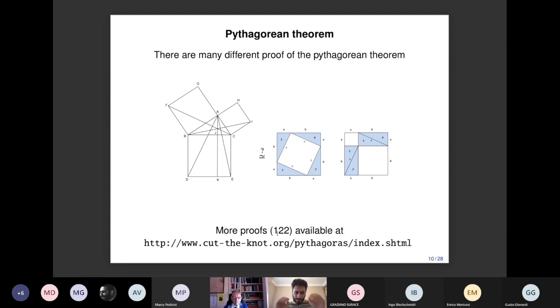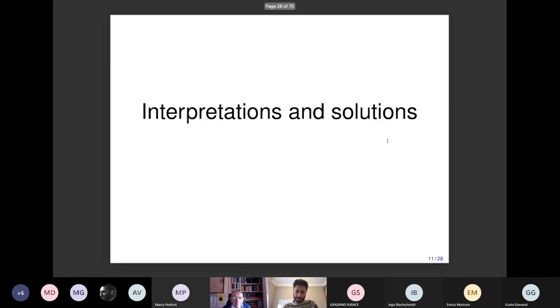So the idea is to find some criterion to decide when two proofs are the same. So we have to move to a more formal language, and it's not a matter of taste, and try to define some criterion on formal languages.